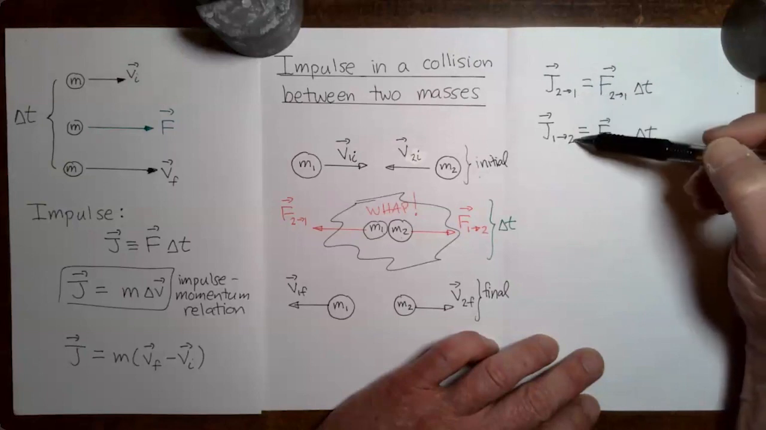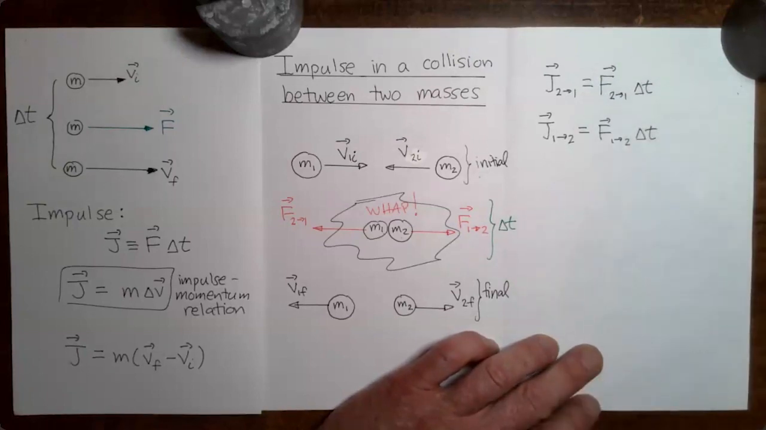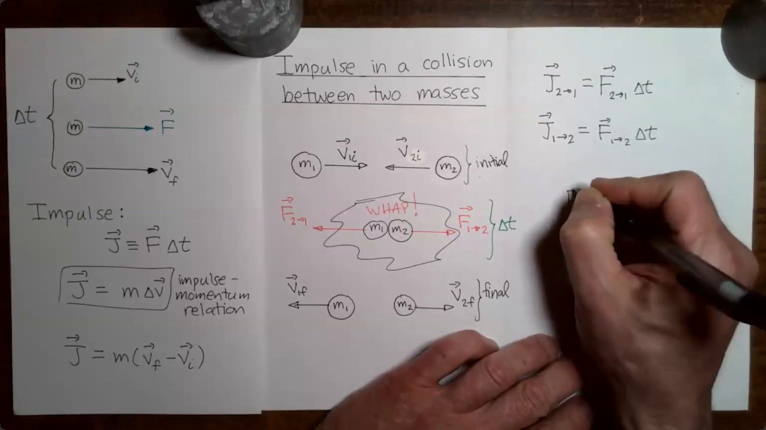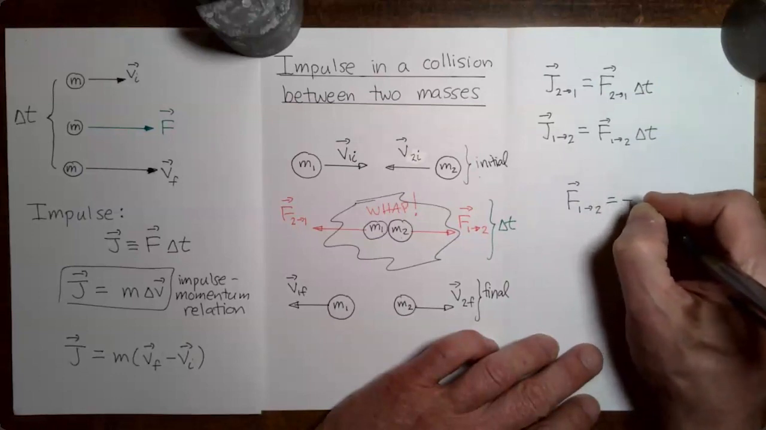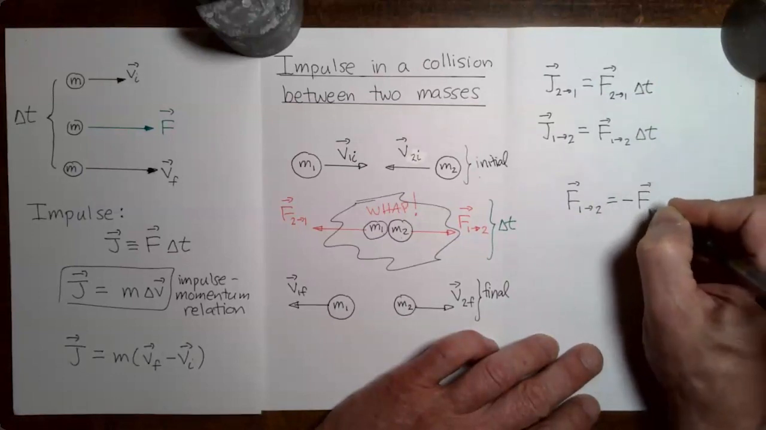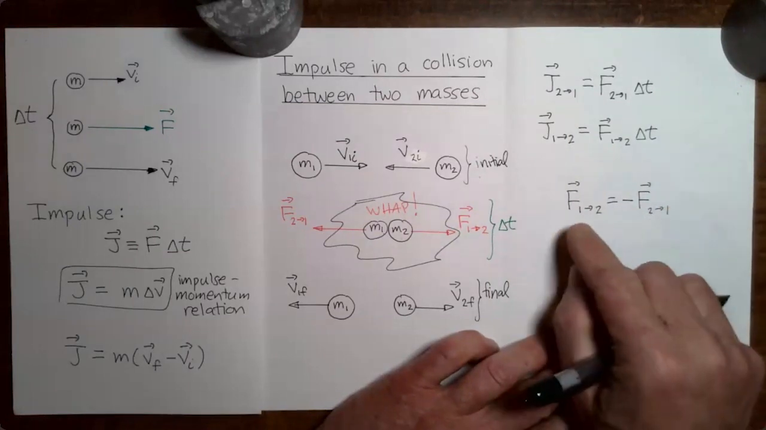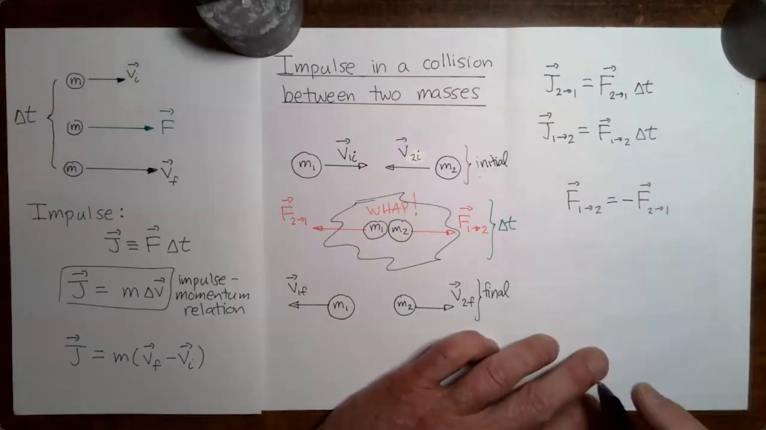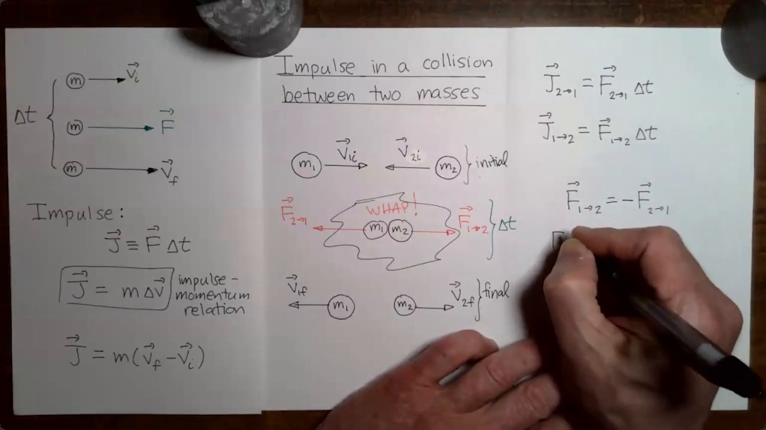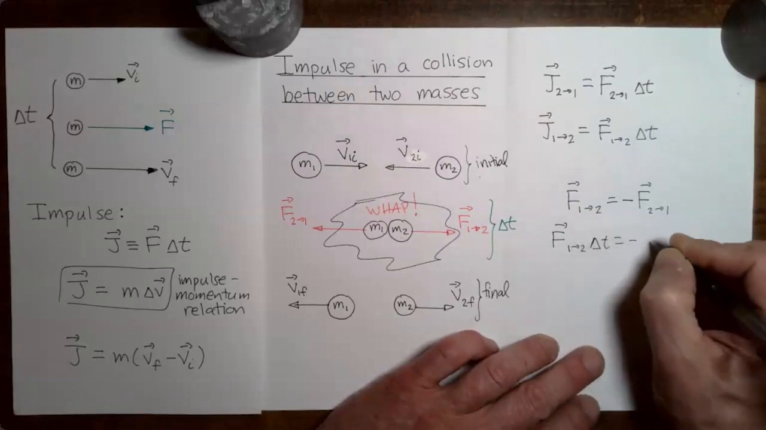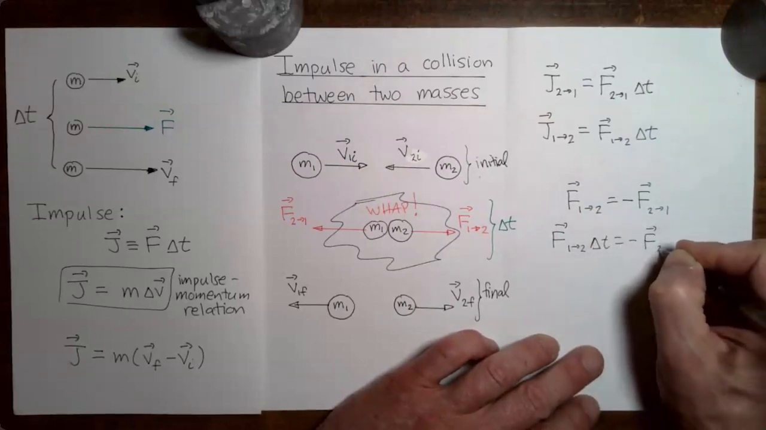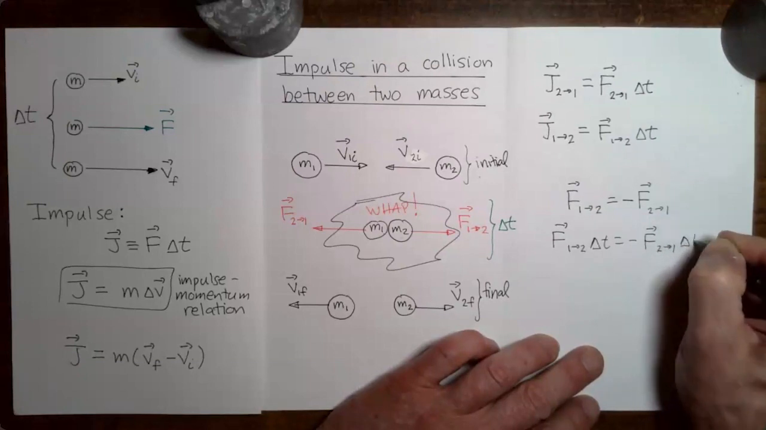To get a relation between the two impulses, let's start by writing down Newton's third law of motion. Newton's third law of motion says that the force that mass 1 exerts on mass 2 would be equal to minus the force that 2 exerts on 1. Now let's multiply both sides of this equation by delta t. We would then get force 1 on 2 times delta t equals minus force 2 on 1 times delta t.